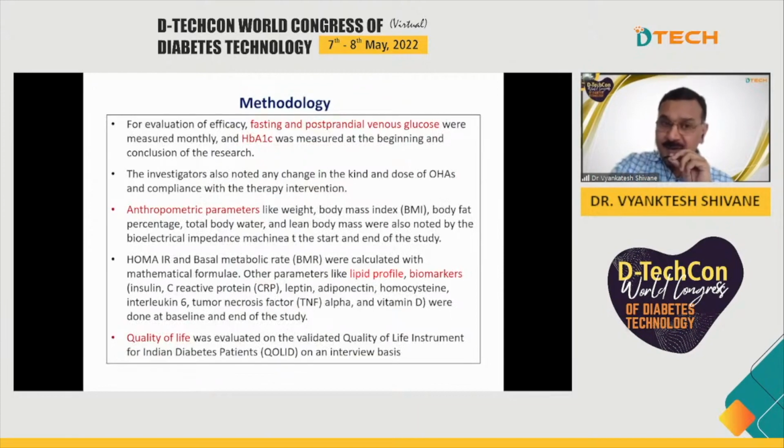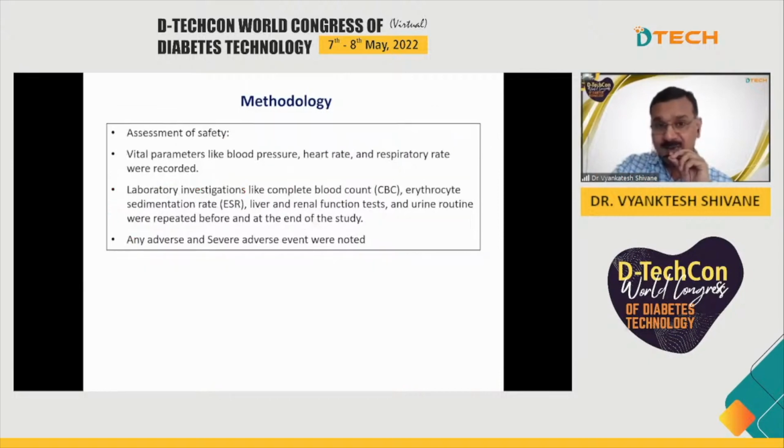The efficacy parameters were judged by fasting as well as postprandial blood sugar on a monthly basis, and HbA1c. The anthropometric parameters like body mass index, total body water, and lean body mass were calculated by a bioelectrical impedance machine. HOMA-IR was calculated. Body metabolic rate was on a calculation basis. The other parameters like lipid profile and biomarkers, which were insulin, C-reactive protein, adiponectin, homocysteine, tumor necrosis factor, and interleukin-6, were evaluated. And a quality of life questionnaire was taken.